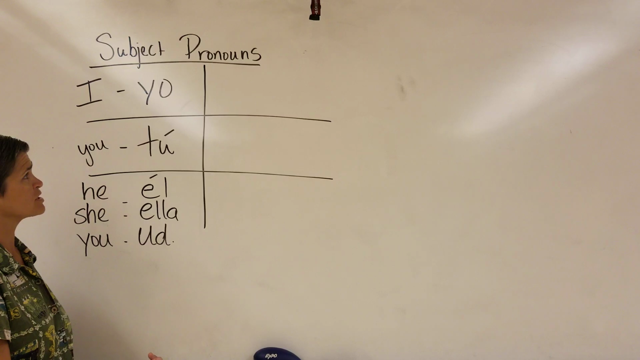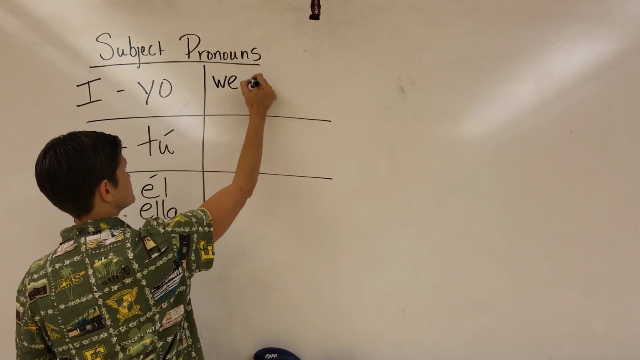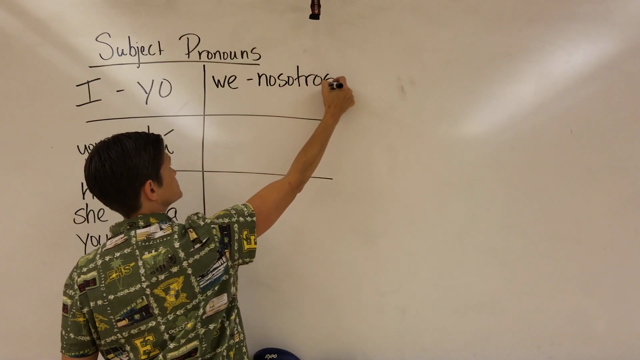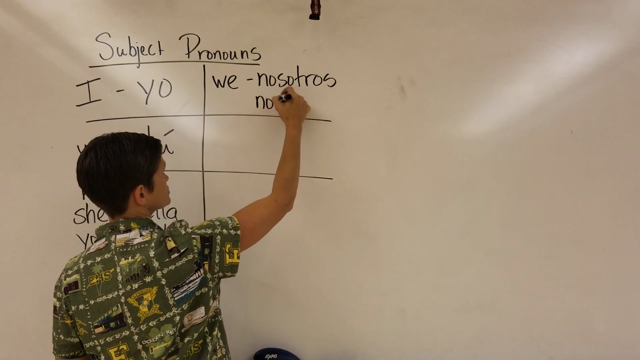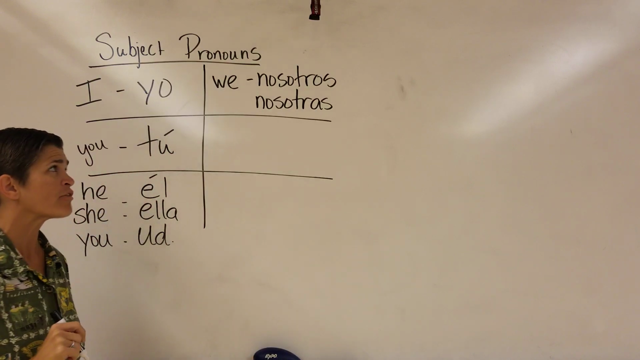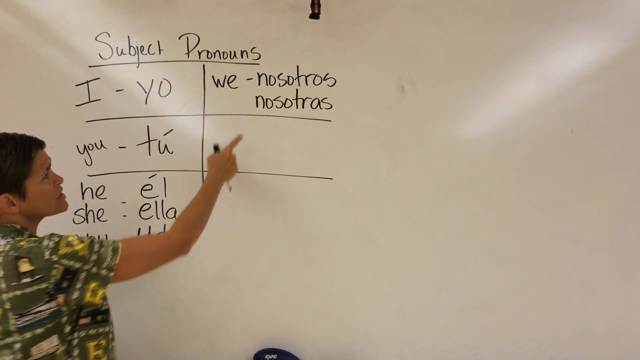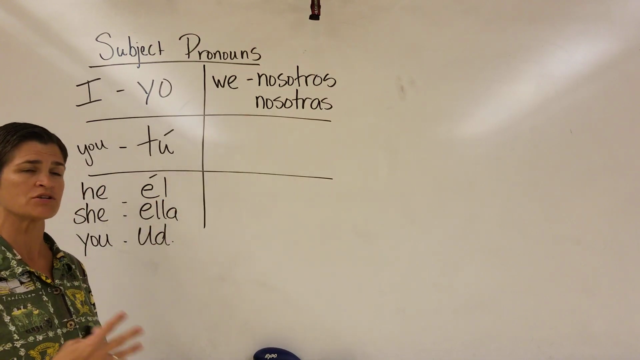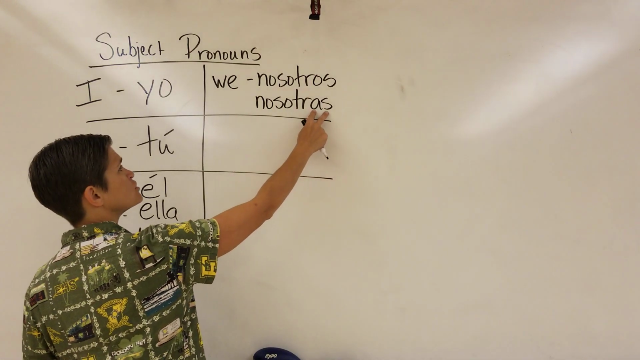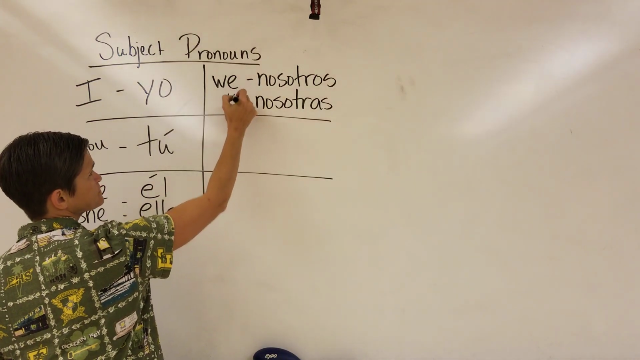There are also subjects for we, which is nosotros, or nosotras, if all of us are girls. If all of us are boys, we use nosotros, and if it's a mixed gender group, then we would use nosotros as well. Only if it's all girls will we use the feminine form for we or us.